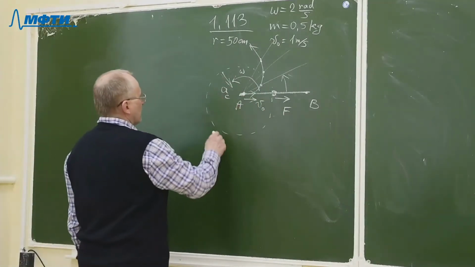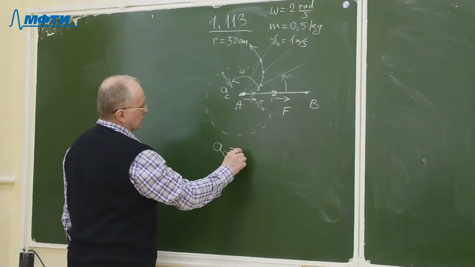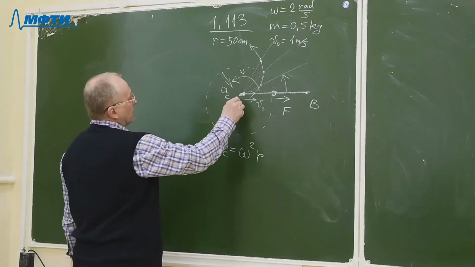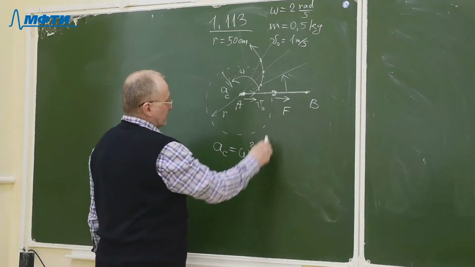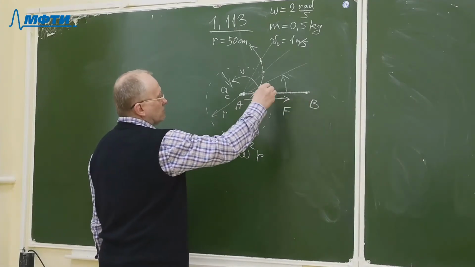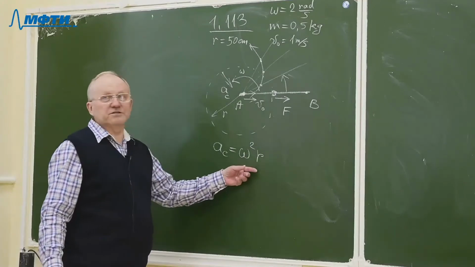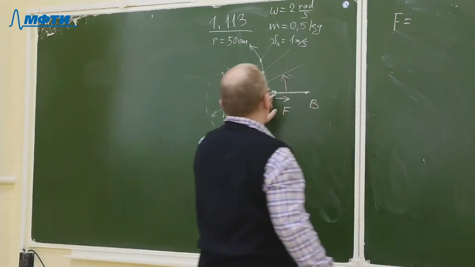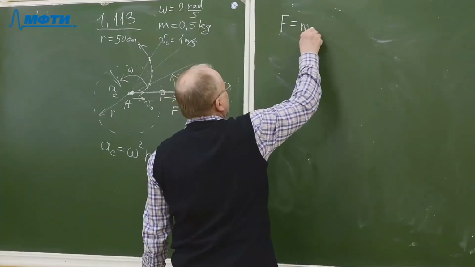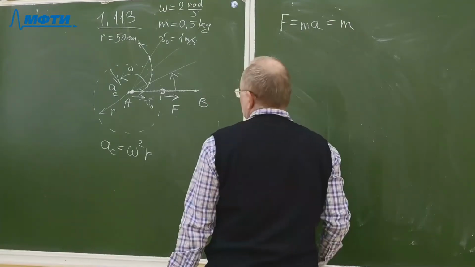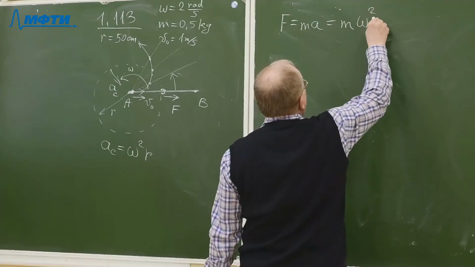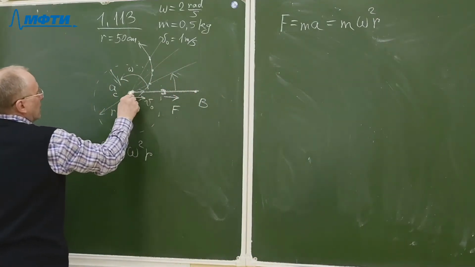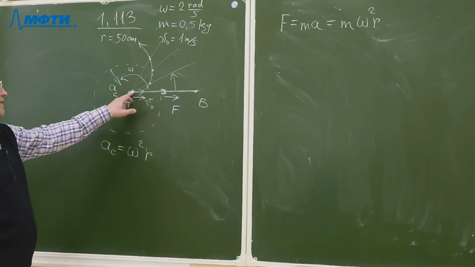And if centripetal acceleration is omega squared times the radius of this orbit, then the centrifugal acceleration will be the same, but it will have the opposite direction. But in magnitude, it will be the same. So the force acting on this ring will be ma according to Newton's second law, and it will be m omega squared r, where r is the distance of the ring from the center of rotation, from the axis of rotation.